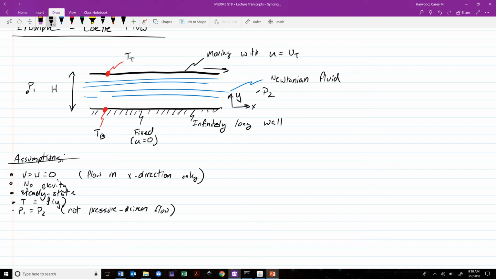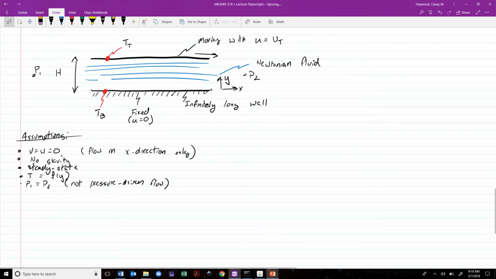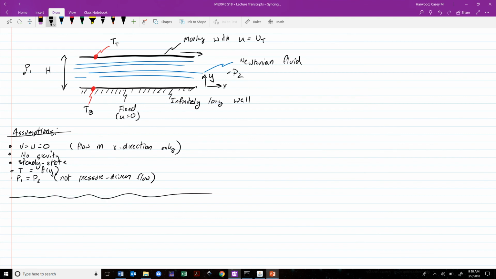Okay, under these assumptions, which are pretty restrictive, this is a pretty serious set of assumptions to apply to a problem. That's the only reason that we're going to be able to solve it. But under these assumptions, we can start to write out our governing equations. Let's start out with the easiest one, which is continuity. That's only got a few terms involved. So the continuity equation: du dx plus dv dy is equal to 0.